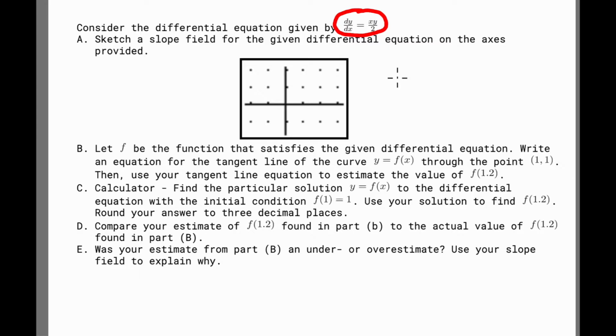So it says sketch a slope field for the given differential equation on the axes provided. And then it has a bunch of dots, and you're basically going to be creating a slope field using each of these dots here. The easiest one to pick first would probably be the origin. It doesn't look like there's a dot there, but let's just assume there is.